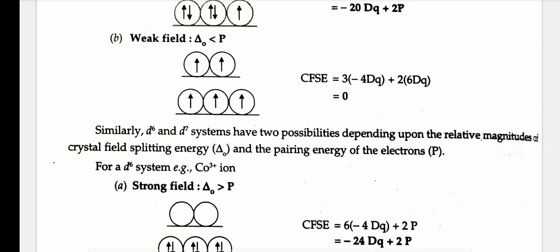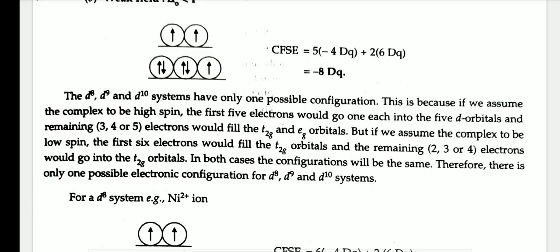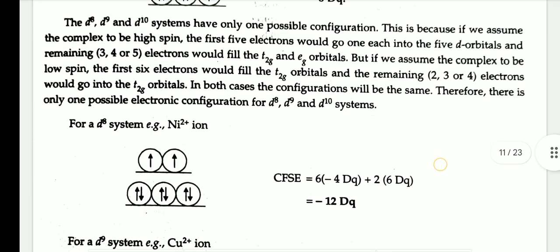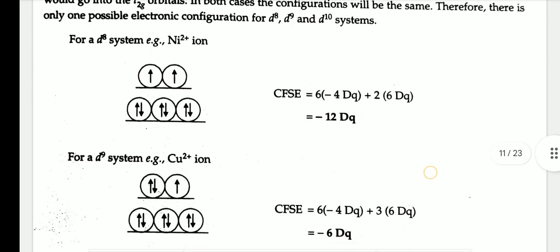Similarly, d6 and d7 systems have two possibilities depending upon the relative magnitudes of the crystal field splitting energy and the pairing energy of electrons. The d8, d9, d10 systems have only one possible configuration. This is because if we assume the complex to be high spin, the first 5 electrons would go one each into the 5 d orbitals and the remaining 3, 4, 5 electrons would fill the t2g and eg orbitals. But if we assume the complex to be low spin, the first 6 electrons would fill the t2g orbitals and the remaining 2, 3, 4 electrons would go into the eg orbitals. In both cases, the configuration will be the same. Therefore, there is only one possible electronic configuration for d8, d9 and d10 systems.